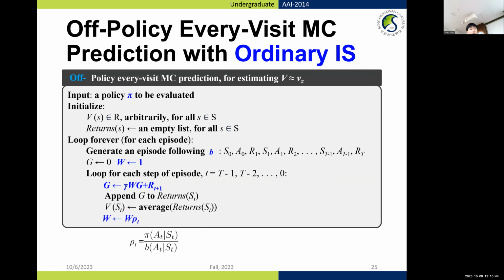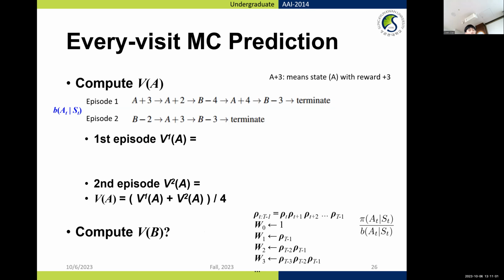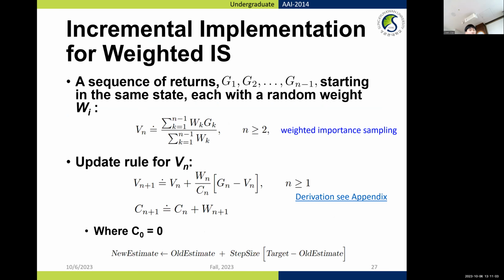We want to design a similar algorithm, but since we are designing an algorithm, it needs to be incrementally updated, right? How can we incrementally implement this weighted importance sampling? Based on the weighted importance sampling, we can rewrite the form.